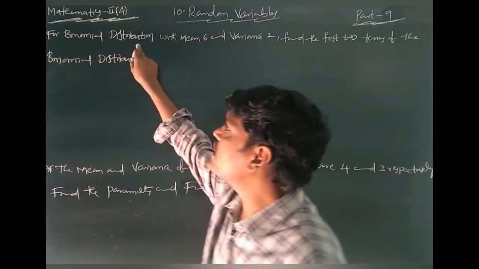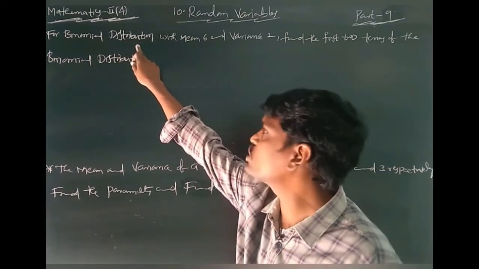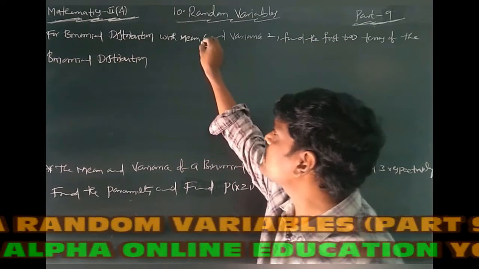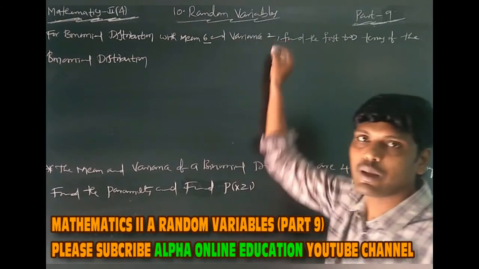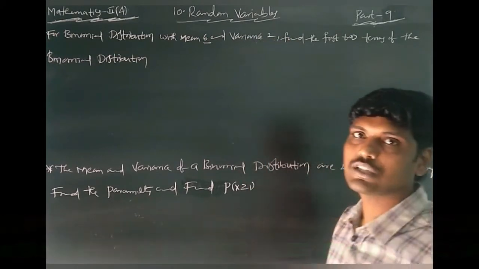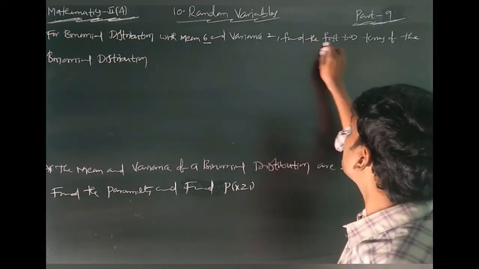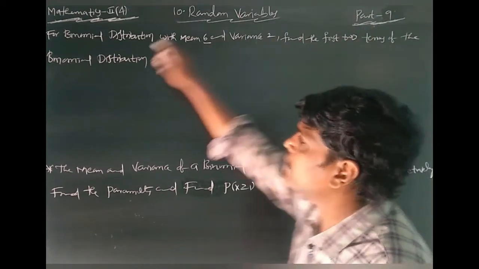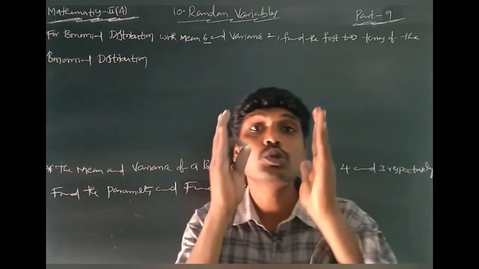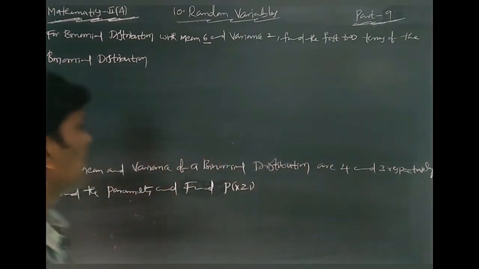For a binomial distribution with mean 6 and variance 2. Mean is given as 6, variance is given as 2. Find the first 2 terms of the binomial distribution. First 2 terms. First of all, what is the mean?